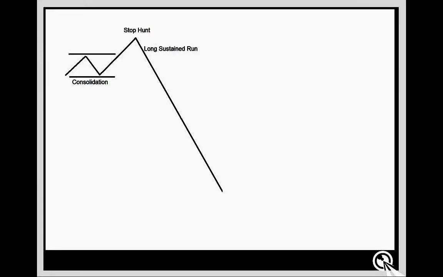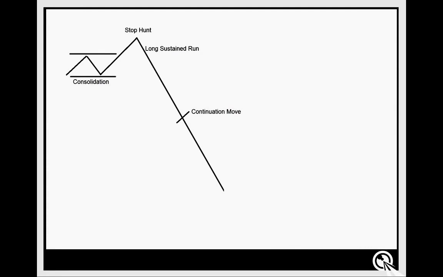We then see a long sustained run. Somewhere on this long sustained run, there's going to be an opportunity for the continuation of the move. There's 2 purposes for this continuation of the move. The first purpose is for those that came a little bit late to the party. It gives them an opportunity to trade. Helps you be a little bit more efficient with your time.